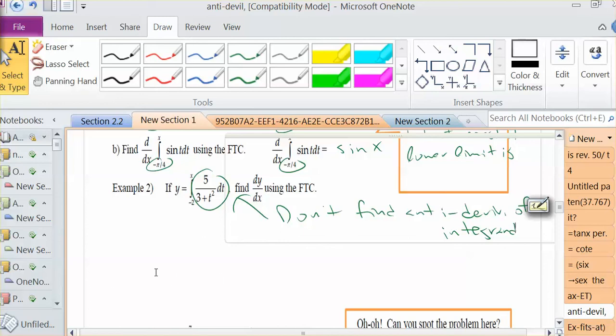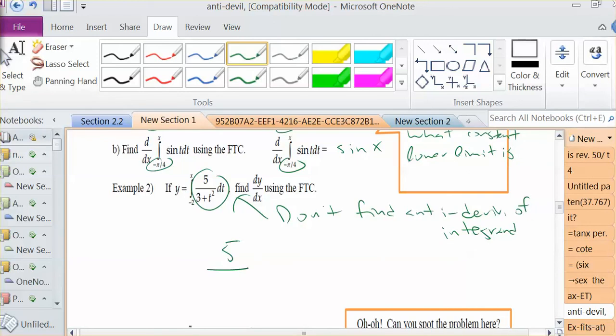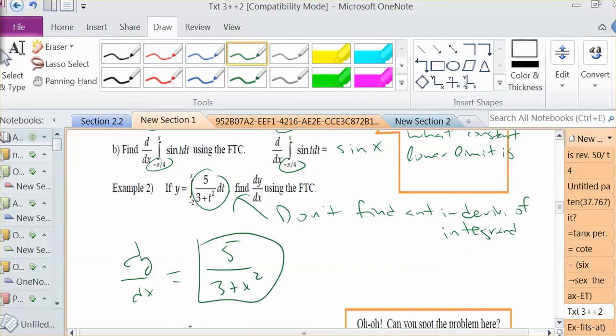So yeah, dy over dx is just 5 over 3 plus x squared. Our upper limit was just x, our lower limit was a constant, and I'm just taking the derivative of both sides with respect to x. So yeah, there we go.